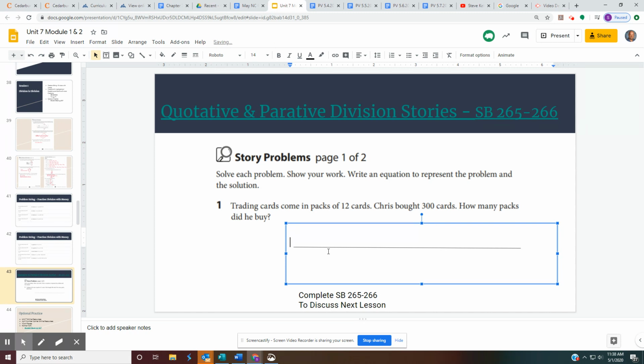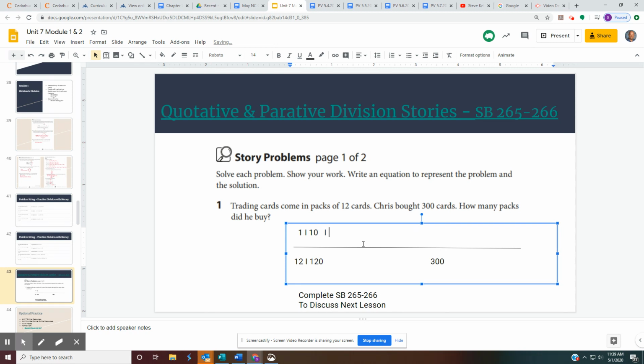So if we have one pack equals 12 cards, and we have 300 cards, we want to get all the way over to 300. How many packs did we buy? Well, I know that I can go straight to 10 packs, and using my ratio table knowledge, I can make that 120, which I know is not even close to 300 yet, so I have to keep going.